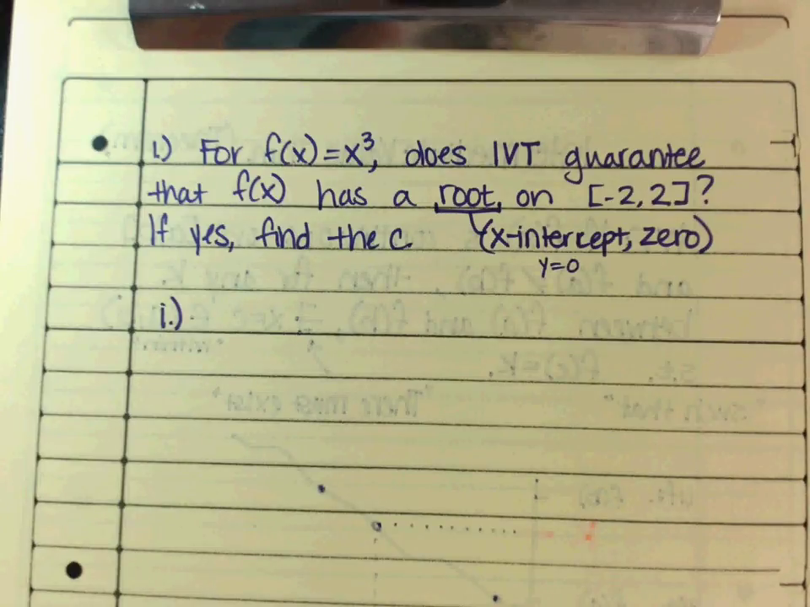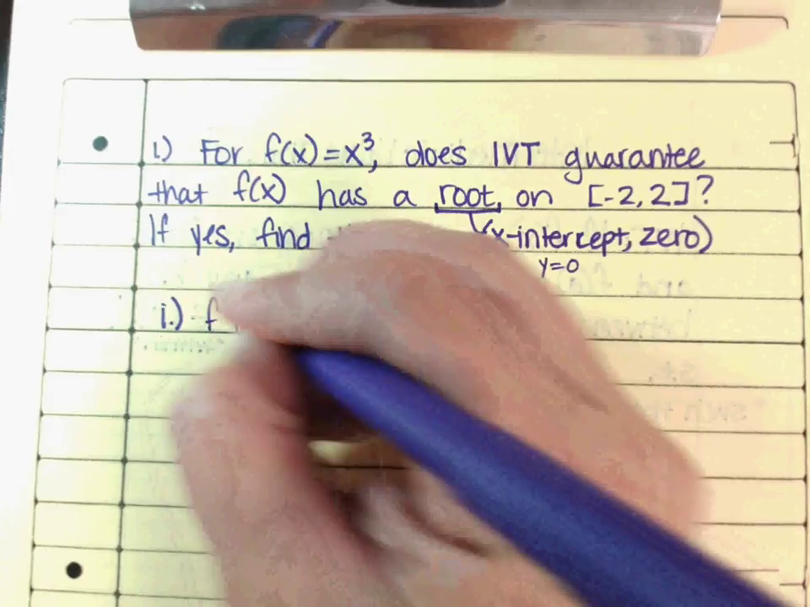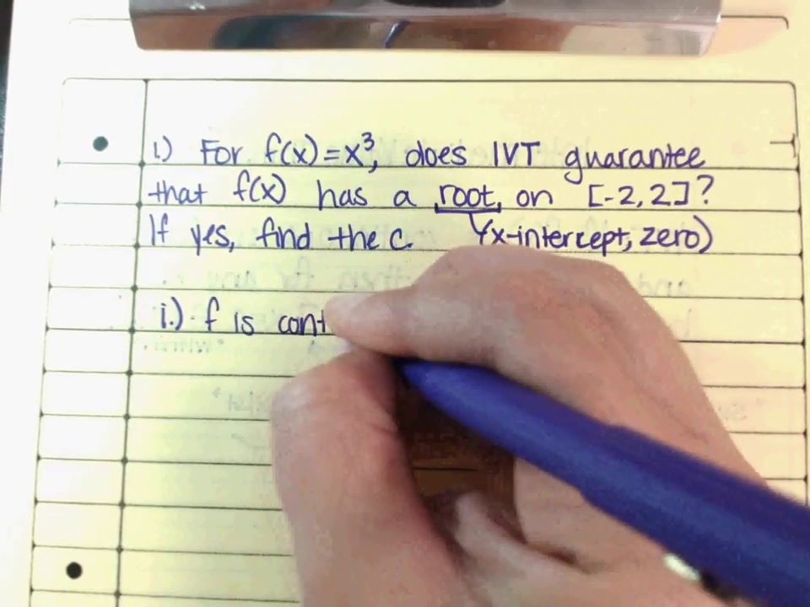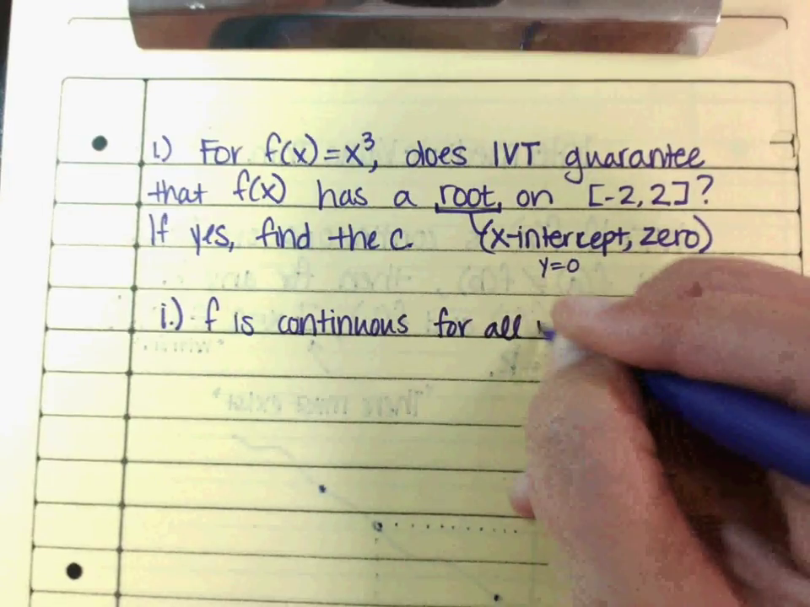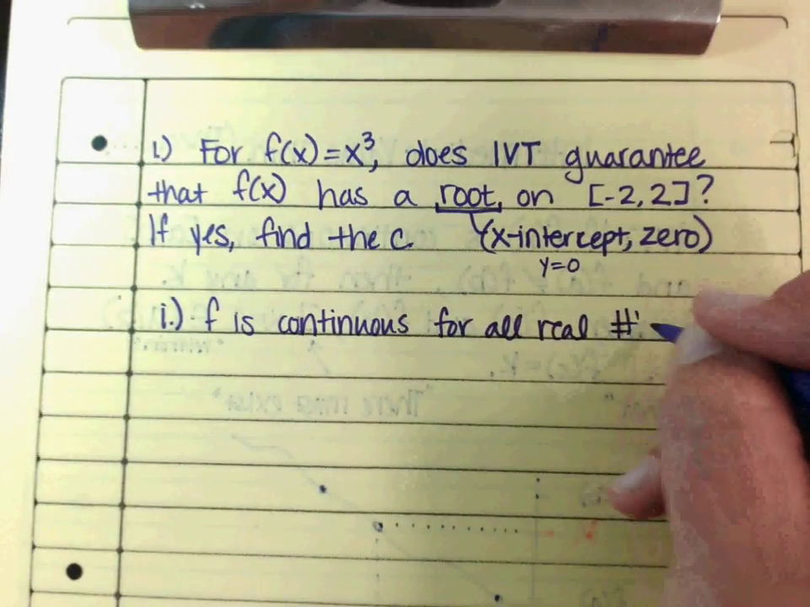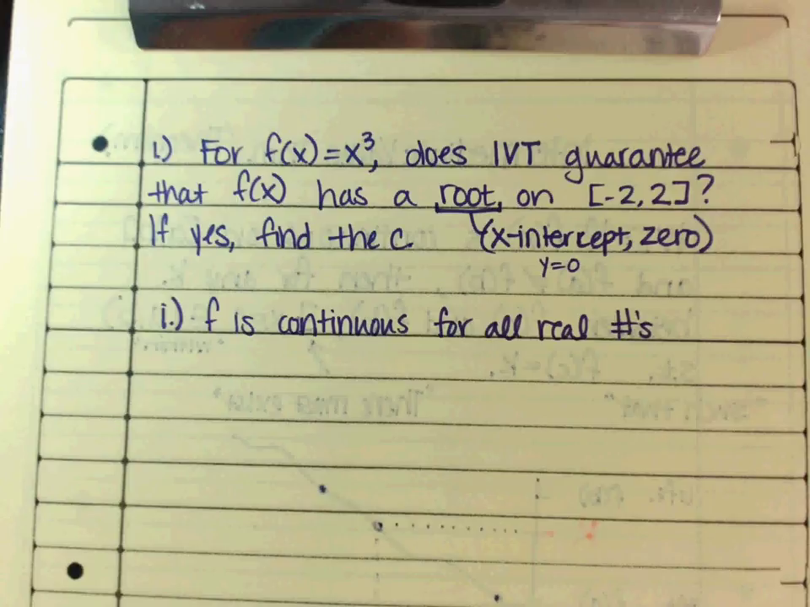Continuous. Think about x cubed. What shape is it? Just goes like this, right? So is it continuous? Yes. So I'm going to put f is continuous, for all real numbers. Now, where does it have to be continuous? Only from negative 2 to 2. But if it's x cubed, that's continuous everywhere. Okay?